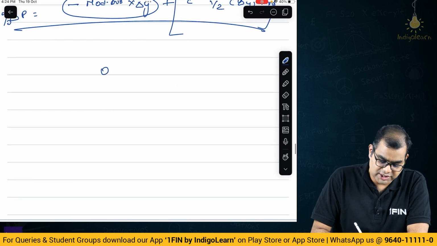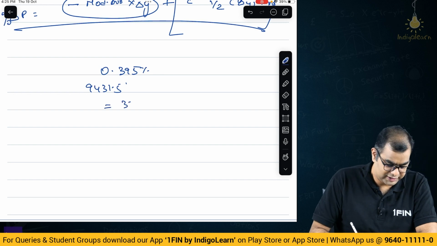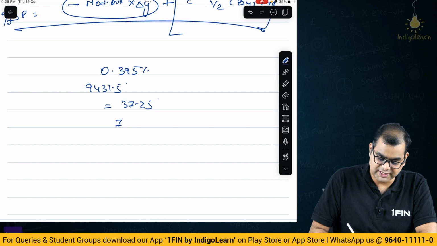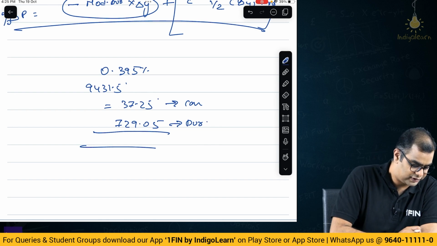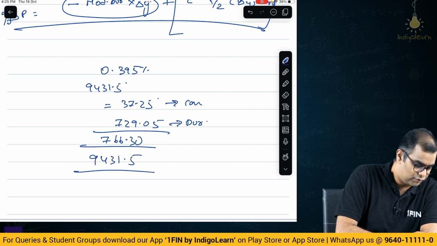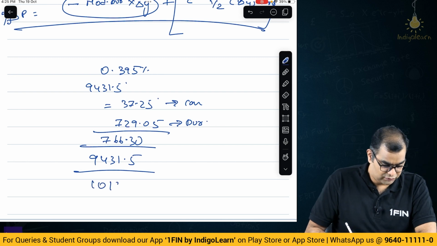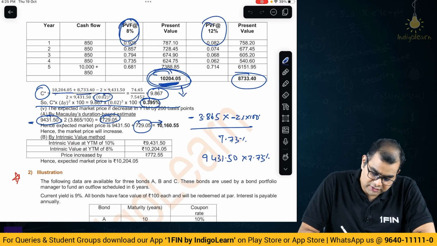So because of convexity, what is the change? 0.395% of what? 9431.5. So 9431.5 into 0.395% is how much? It is equal to 37.25. What was the change that we got? 729.05 because of duration. This is because of convexity. What is the total number? 37.25 plus 729.05. You get 766.30. You add that to the original price of 9431.5. What you get is 10197.80.